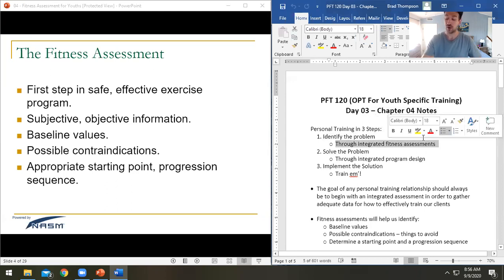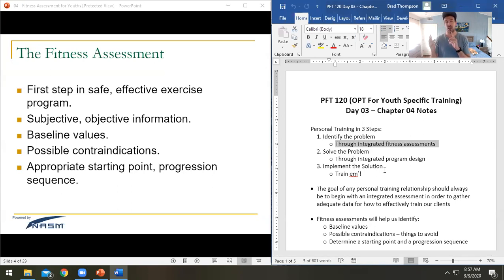You can't write a program for someone, because the whole point of writing a program is to address someone's shortcomings and play to their strengths, right? Well, you can't know what any of those shortcomings are, and you don't know what those strengths are, unless you perform an integrated fitness assessment. So you want to make sure that you are assessing their body fat percentage, their height and weight, their strength in certain categories, right? If you do a strength assessment, you want to test their agility, their cardio, and then you also want to know all the subjective stuff, like are they on any medications that could affect their heart rate or blood pressure?